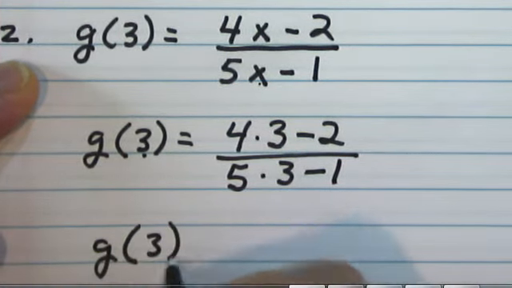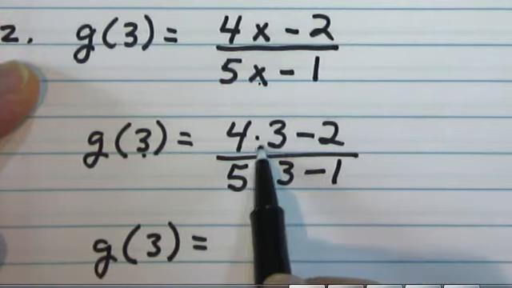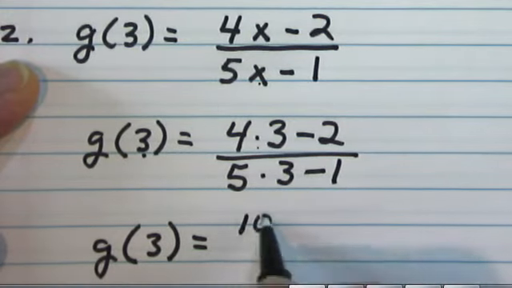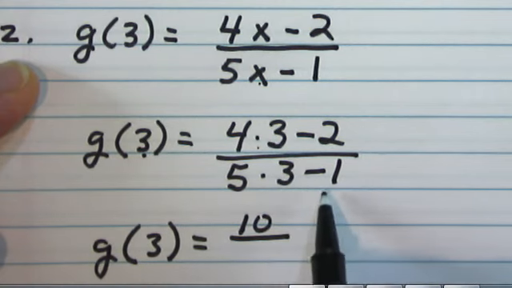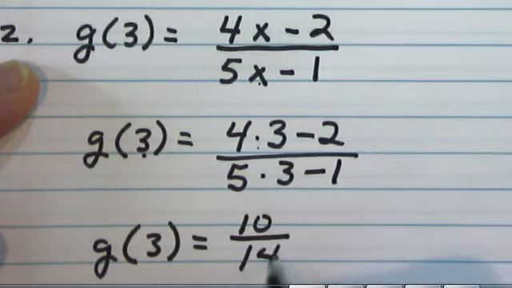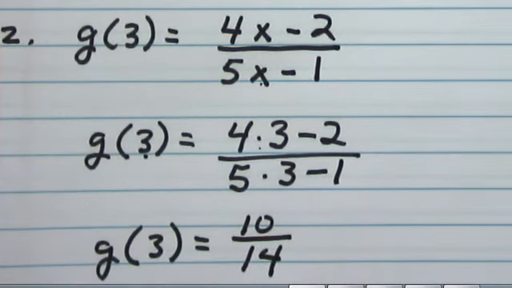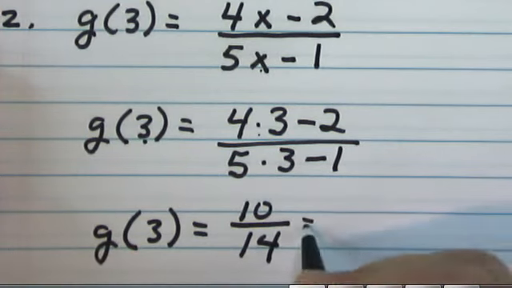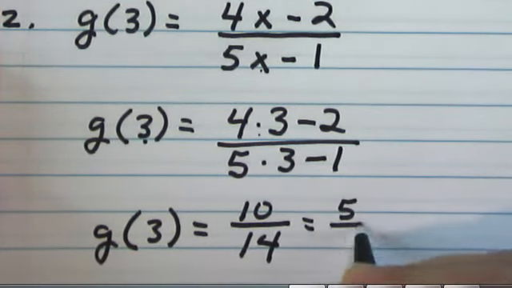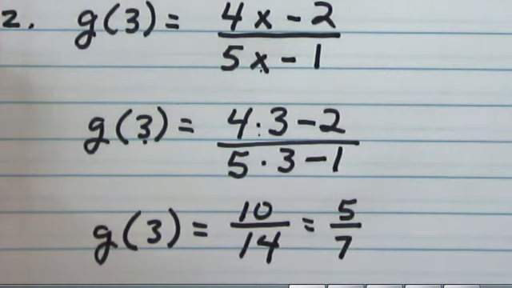So g of 3 equals 12 minus 2, which is 10, over 15. 5 times 3 is 15, minus 1 is 14. Now we would want to reduce the fraction. When we reduce it, we would divide top and bottom by 2, so we would get 5/7. Again, it's important that you understand what that means. That means when x was 3, y, or g of x, is 5/7.